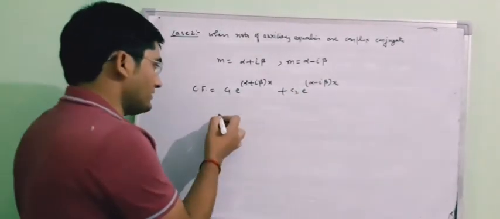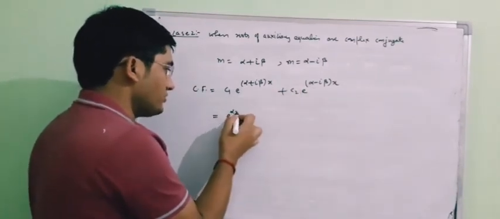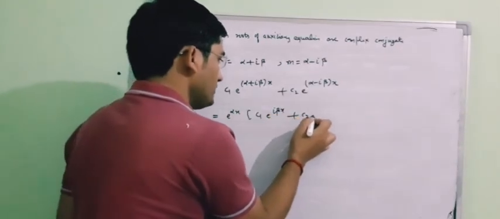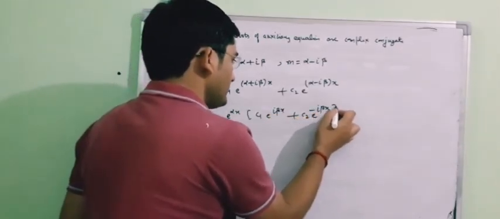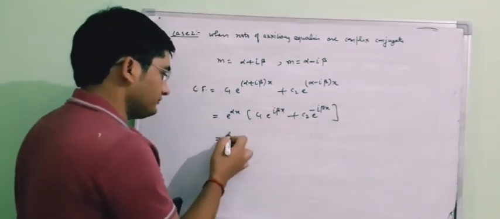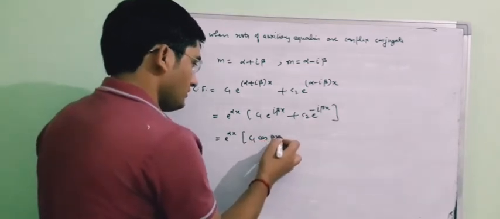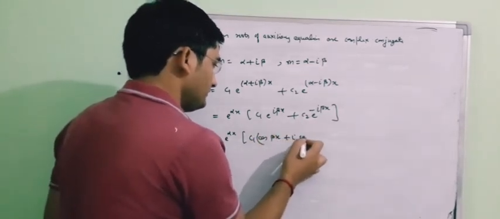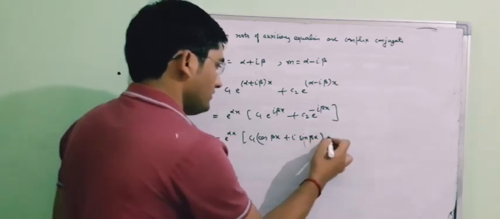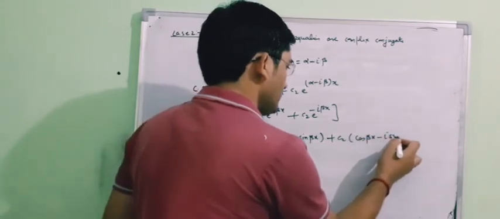Now let us simplify it. Here you can see that e to the power alpha x will be common. So in the bracket we will have c1 e to the power i beta x plus c2 e to the power minus i beta x. And as e to the power i theta is cos theta plus i sin theta, we have cos beta x minus i sin beta x.